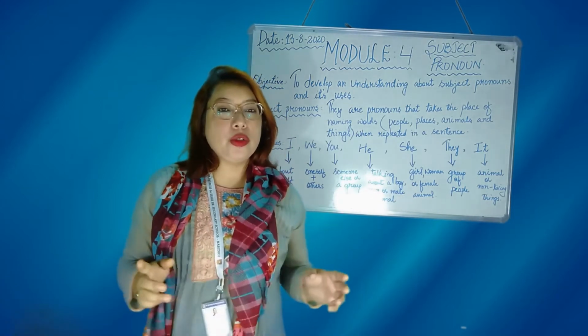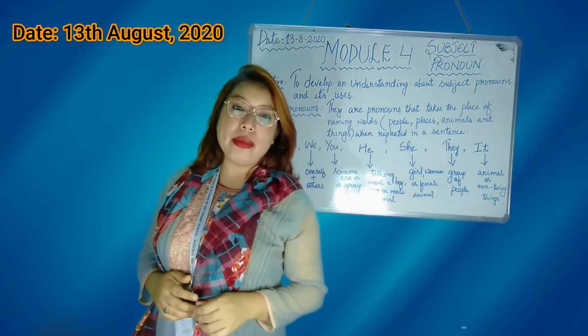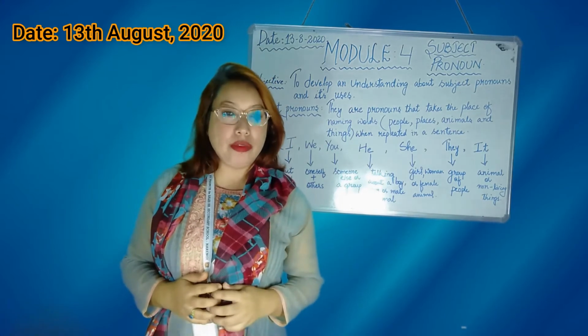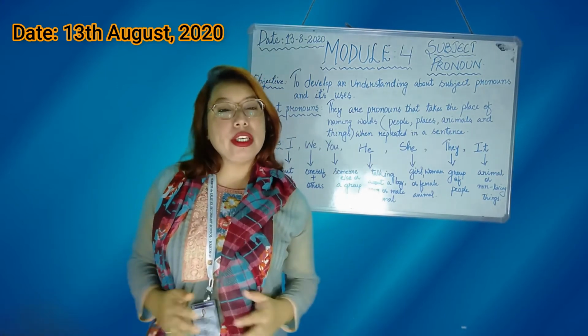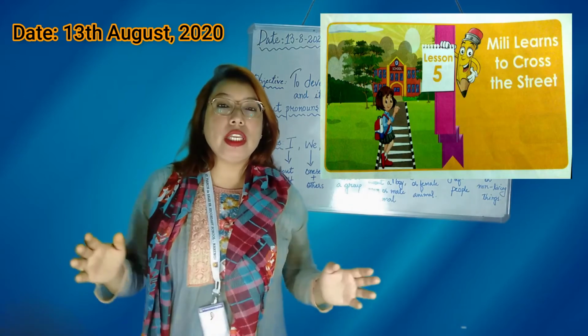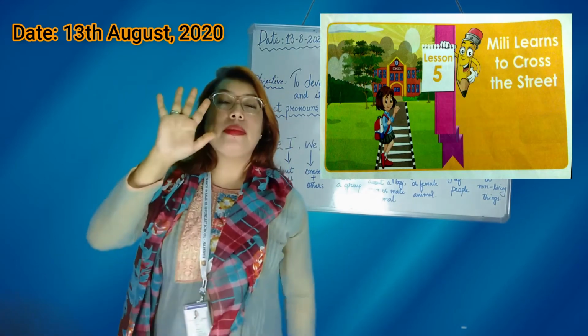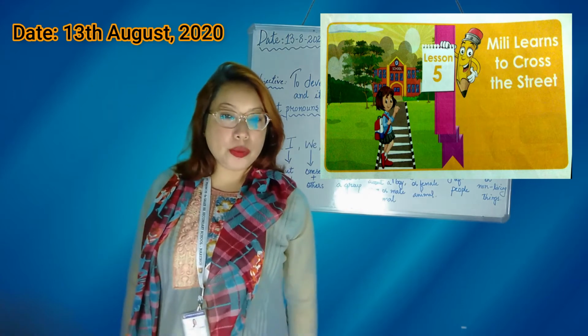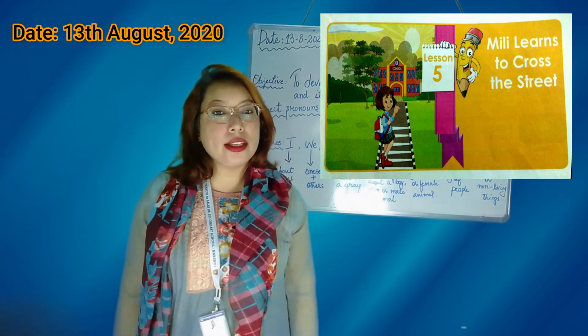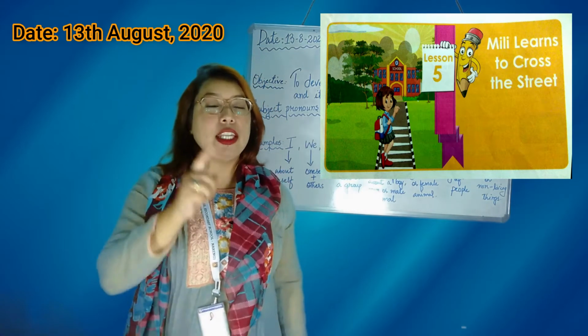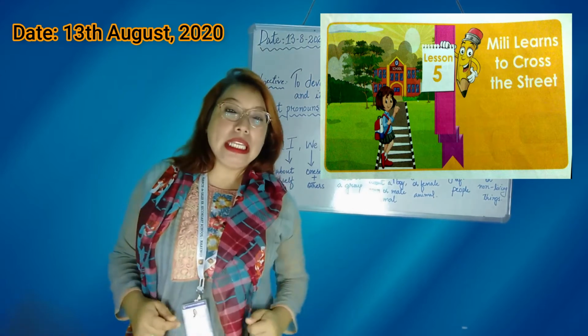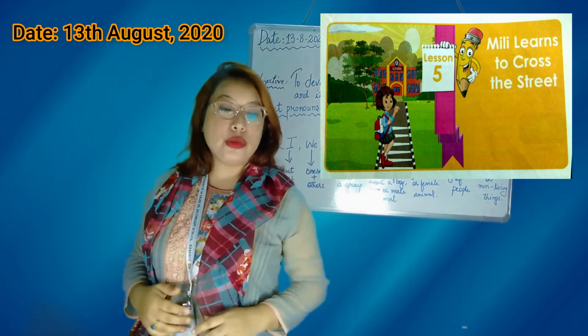I also hope that you still remember what we have done in our previous class. In our previous class, we finished lesson number 5 from our English textbook. And what was the name of the lesson? Yes, the name of the lesson was Millie Learns to Cross the Street.